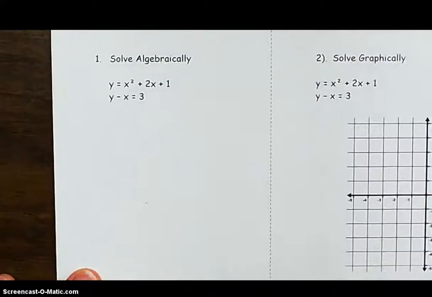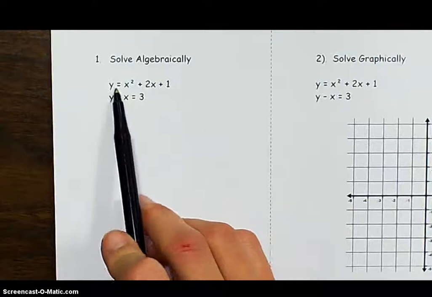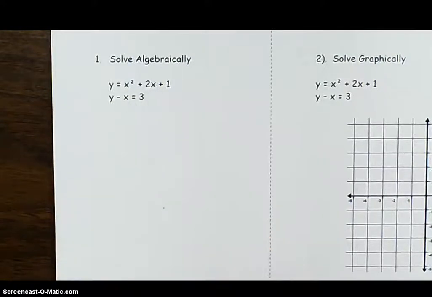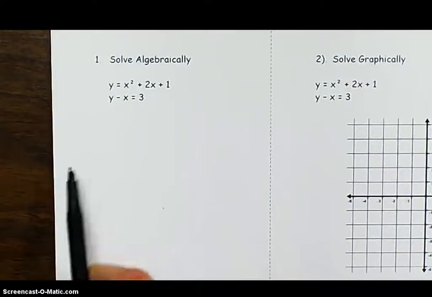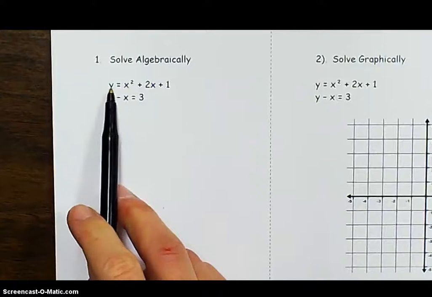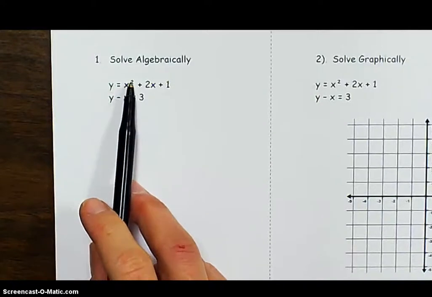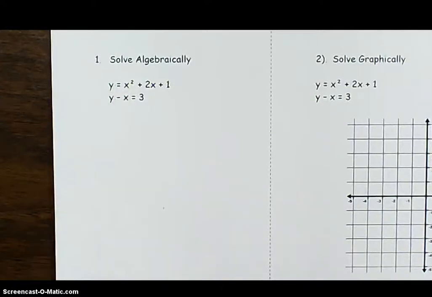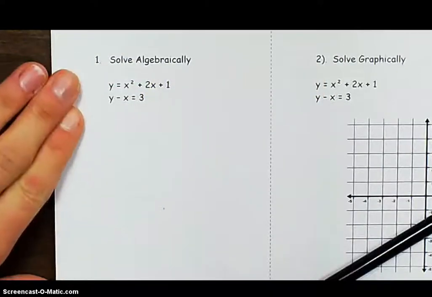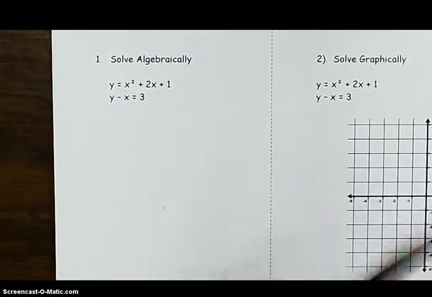So for number 1, we want to solve algebraically. Here we have two equations. If I look carefully, I see that the first one is y equals, and if x is squared, how many answers are there? There are 2 answers. But we're not going to set this one equal to 0 because this is a system of equations. We are not just solving for x, we're solving for both x and y, and we can't do both at the same time. So we have to use either substitution or elimination.